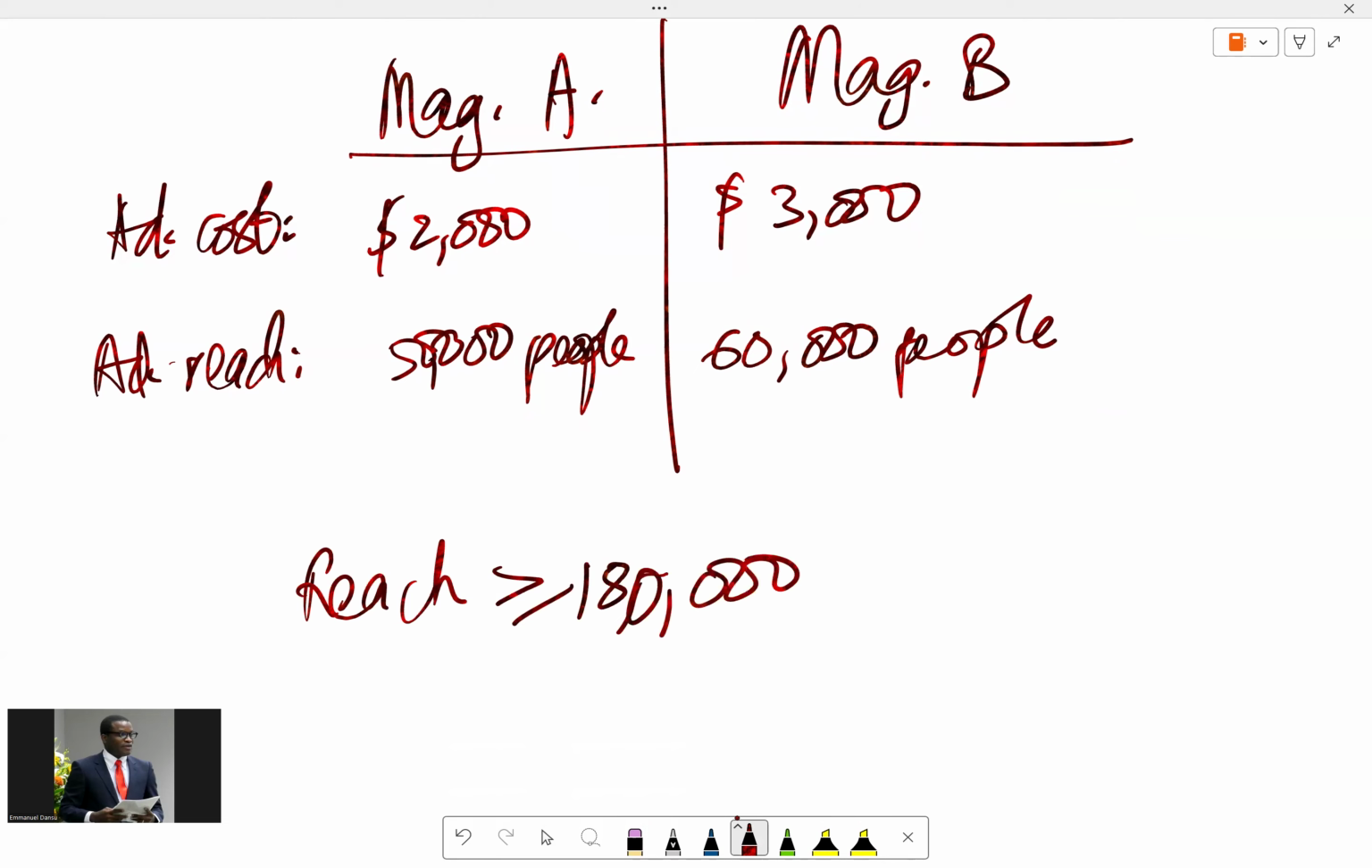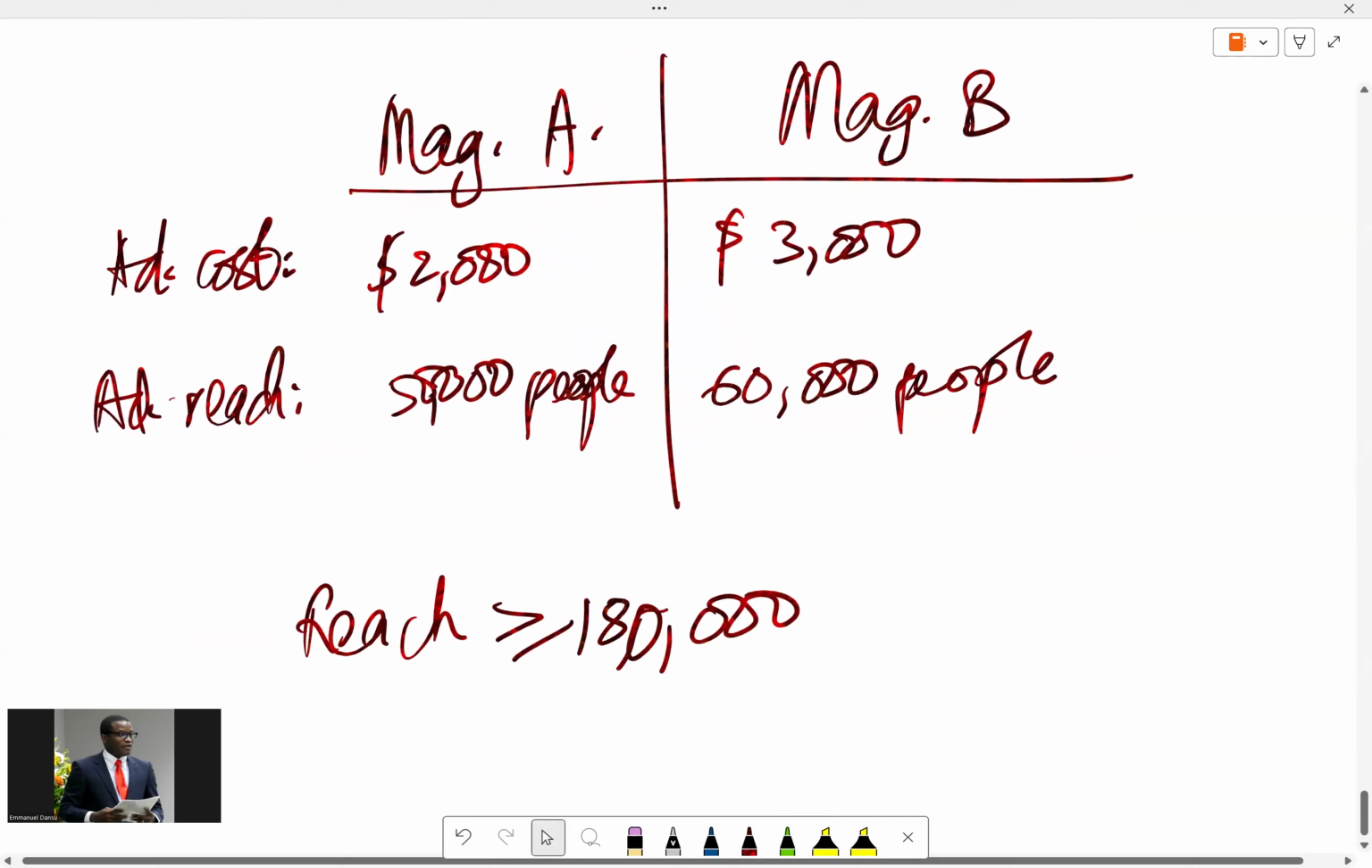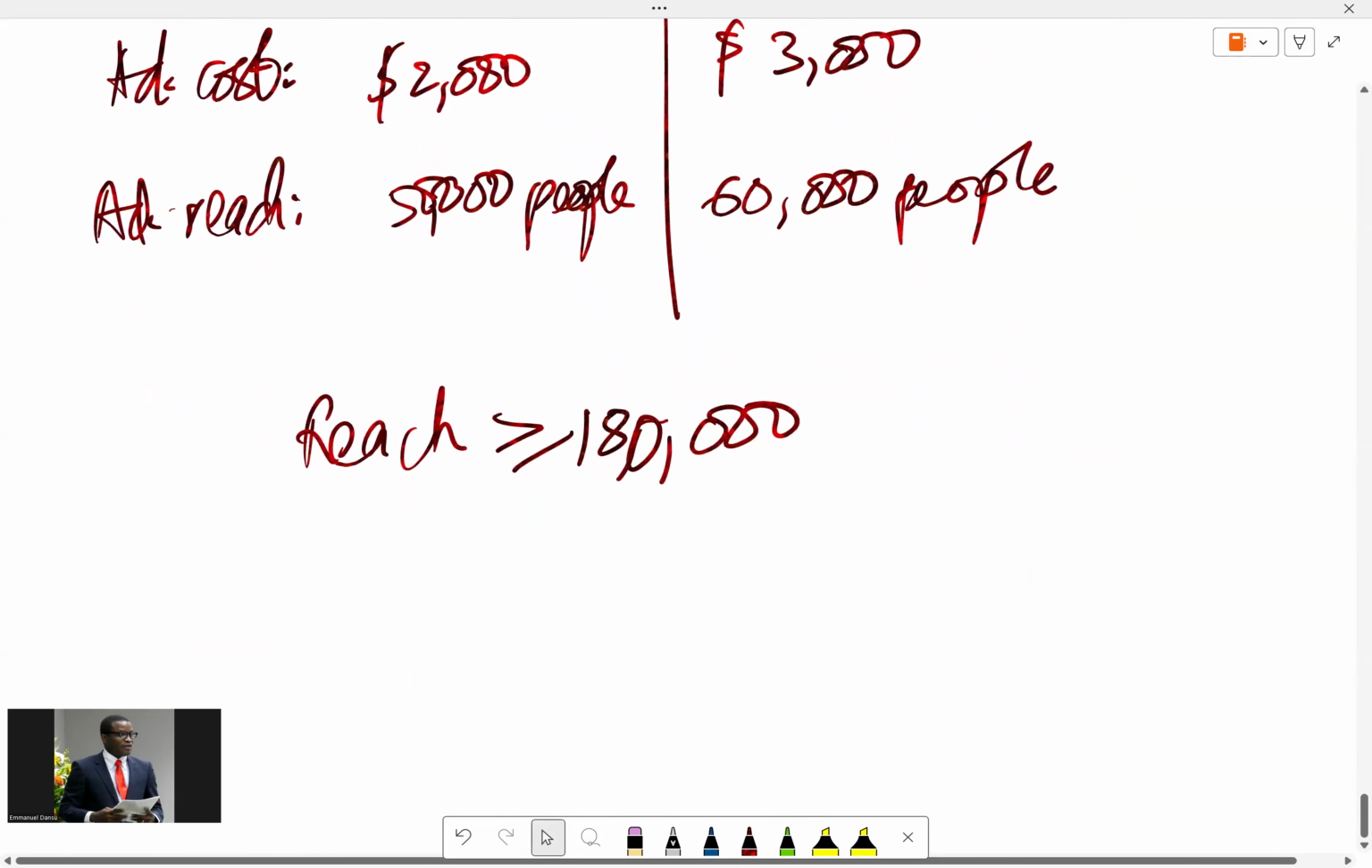So, by just reading through the question and writing this down, you already have a very clear idea of what needs to be done. The company wants to reach at least 180,000 people. How should it allocate its advertising budget to maximize exposure? So the question is, how should it allocate its budget? So it's about budget allocation, right?